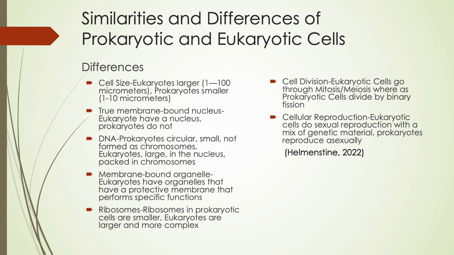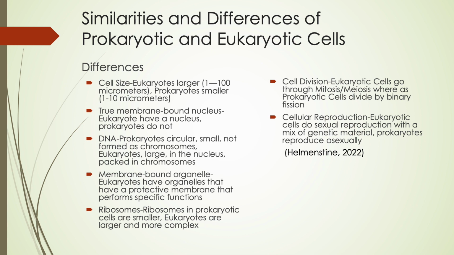Cell division is another difference in the two cells. Eukaryotic cells go through mitosis, which goes through a few steps for somatic cells, and meiosis, which also goes through different steps in gamete cells. Prokaryotic cells, however, divide through binary fission, where the body divides to make two cells.